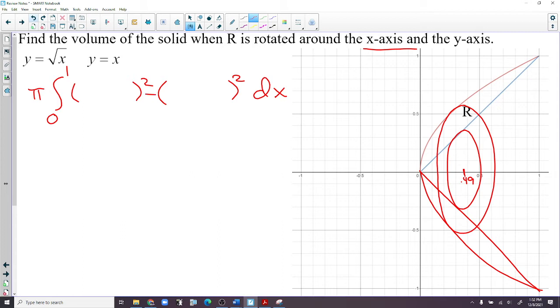Minus, we're minusing these two. I need a minus in between. So this is an arbitrary x value. To get the long radius, we would plug into the square root. And to get the inside, the short radius here, the small radius, we would plug that into the line, which is x. There we go.